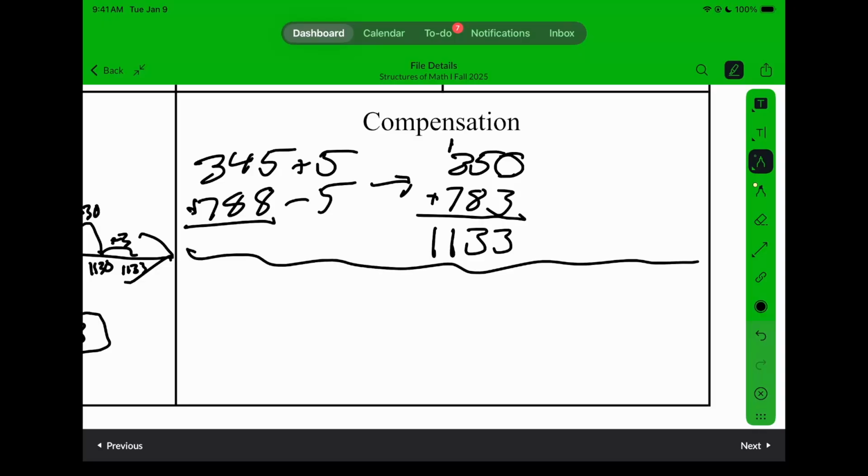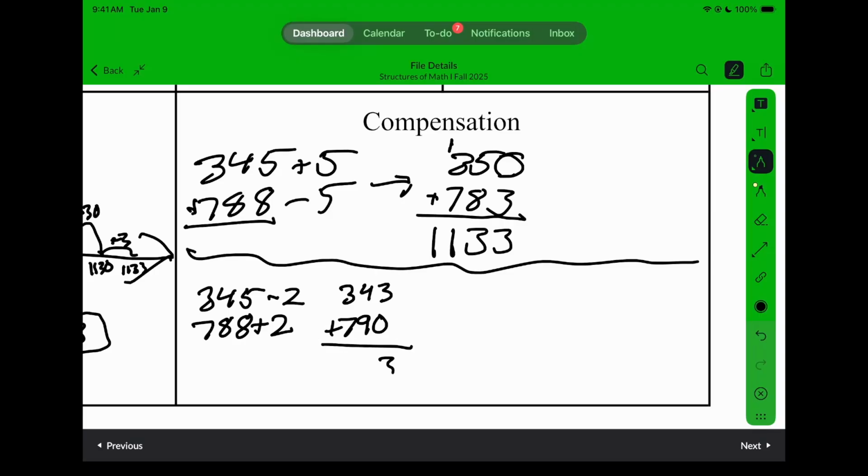Now, another way is making 788 800. Because if you make 788 to 790, right? Add 2, minus 2. You get 790. And you get 343. But we still run into the same problem. 9 plus 4 is 13. You still carry.